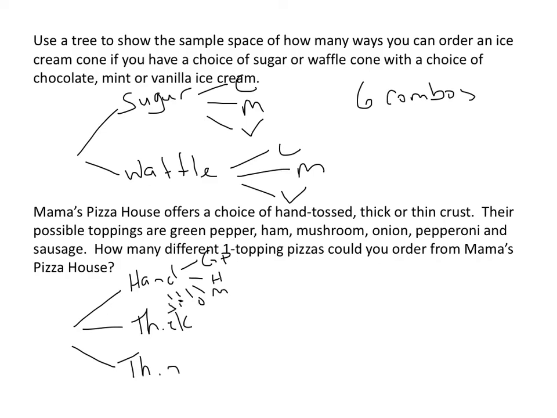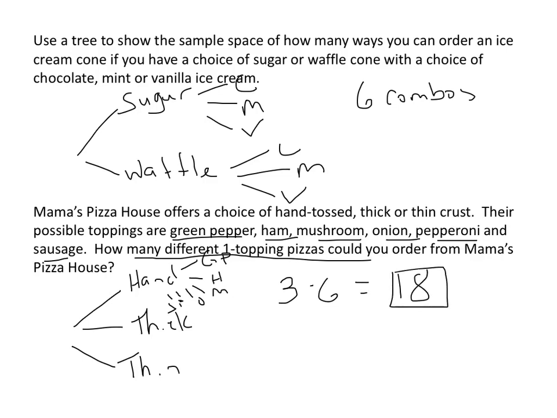pepperoni, and sausage. As you can see, the tree diagrams can get a little tough, especially in this limited space that I have on this sheet. So another thing that we could do is the fundamental counting principle, because they're just asking how many different one-topping pizzas I could order. So if I have 3 choices for my crust, and then my topping choices are 1, 2, 3, 4, 5, and 6. I have 3 times 6, which would give us 18 different one-topping pizzas I could order from Mama's Pizza House.